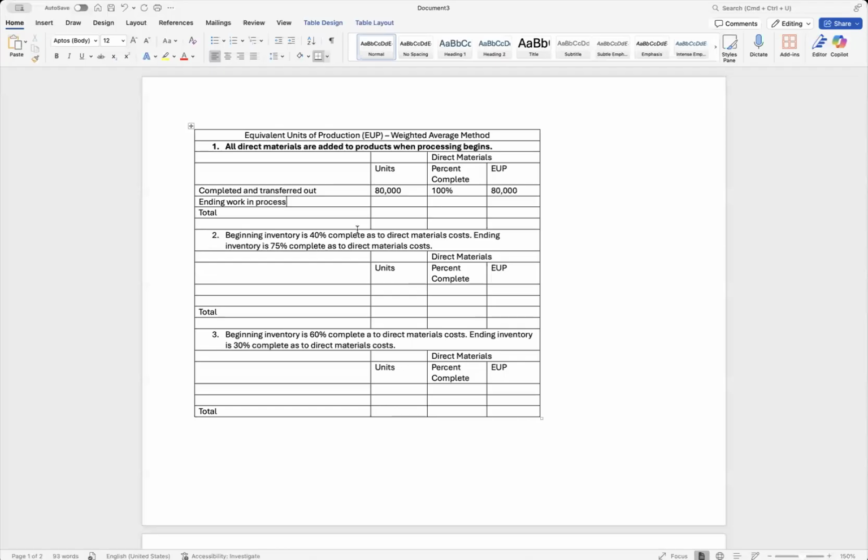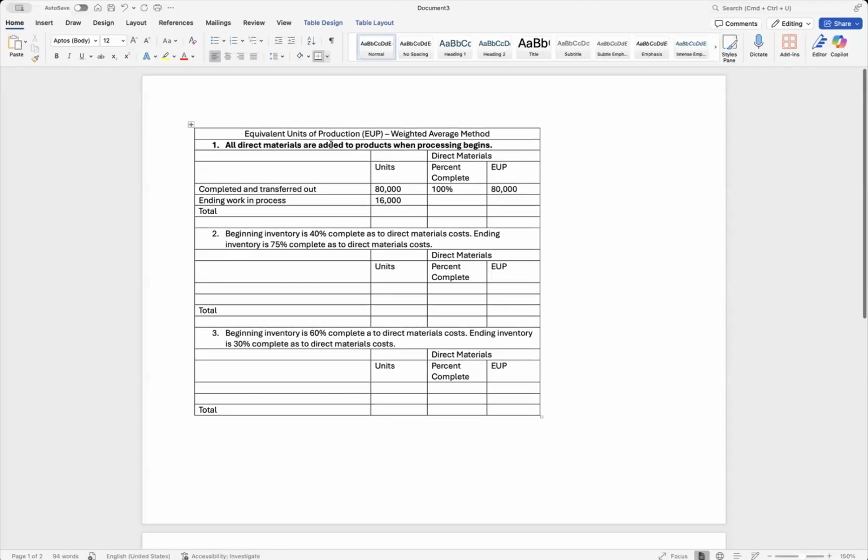All right, and it told us that the ending work in process are 16,000 units. Now, even though these are still in process, the question tells us all direct materials are added to products when the processing begins. And the process began on these, okay?